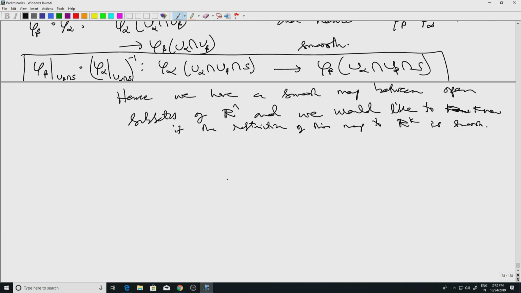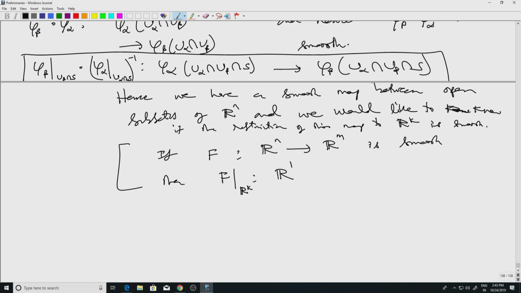This is of course true. I mean, after all, what are we saying here? For the moment, let's just forget open subsets. That just adds to notational complexity. So let's look at this more general situation. So I have f from R^n, actually, I don't even need the same dimension, R^n to R^m. If f from this to this is smooth, then f restricted to R^k, from R^k to R^m, is also smooth.